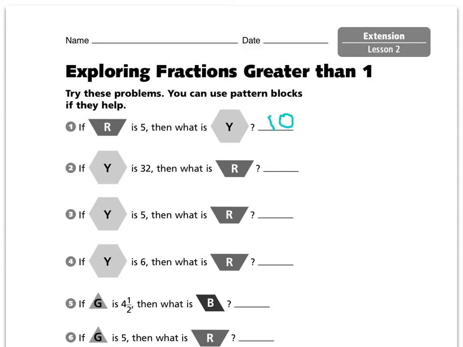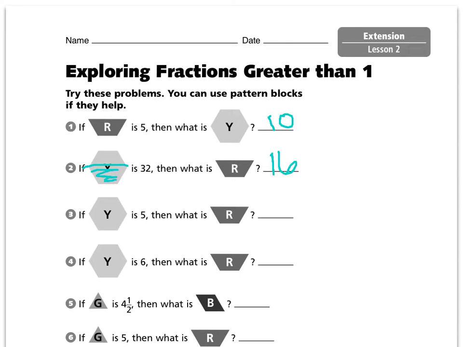If y is 32, then what is r? I need to figure out what half of 32 would be because r is just half of y. And I know that 15 plus 15 is 30, so I know that 16 plus 16 would be 32, but I just want half, so just 16.